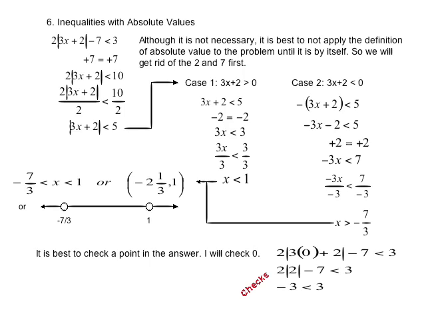So if we put 0 in our original inequality, we get 2 times the absolute value of 3 times 0 plus 2, minus 7 is less than 3. Evaluating the thing in the absolute value, we end up with 2 in there. So 2 times the absolute value of 2 minus 7 is less than 3. And then we evaluate the left-hand side, and we see it turns out to be negative 3, and negative 3 is less than 3. So it does check.